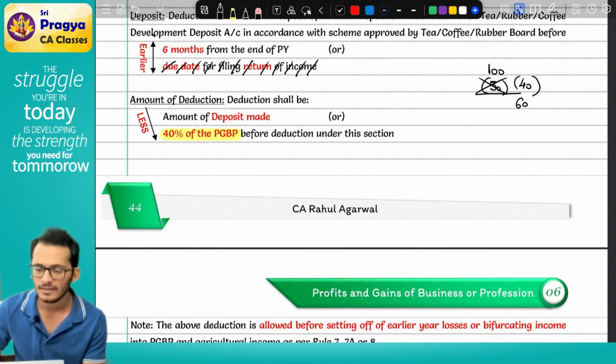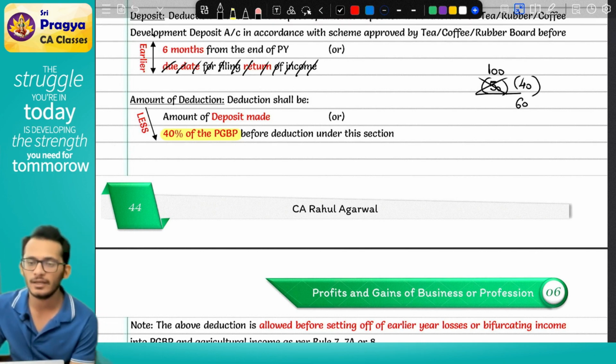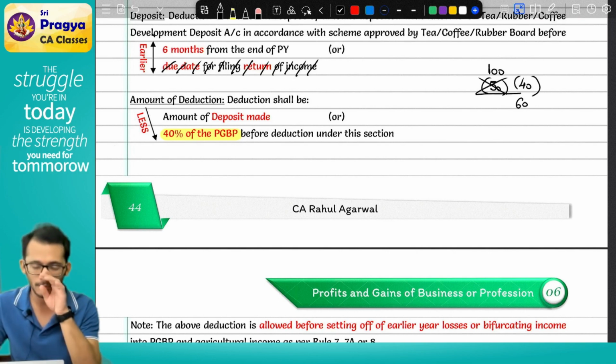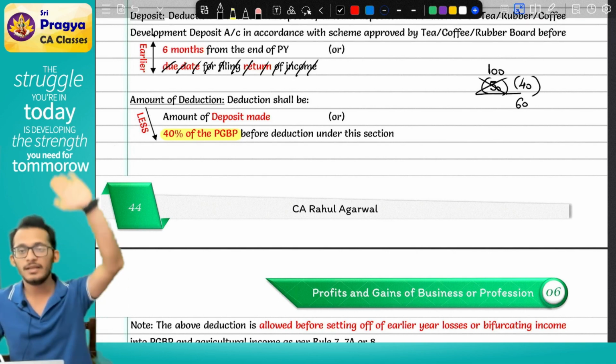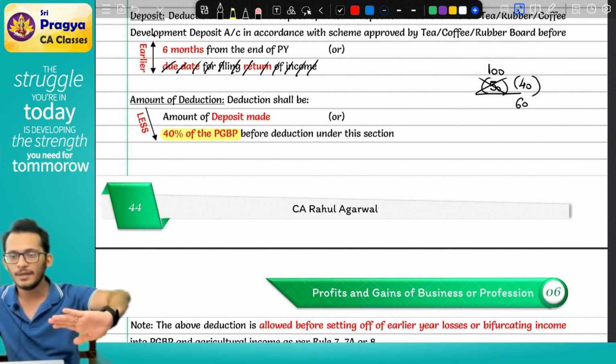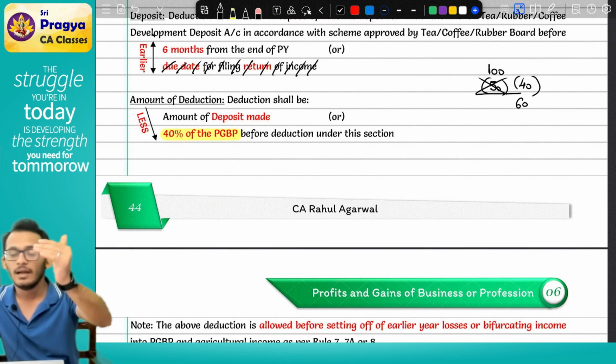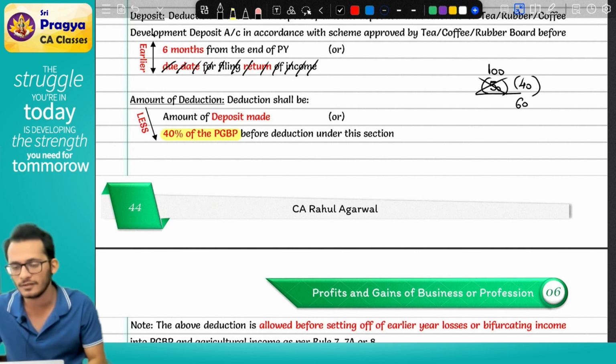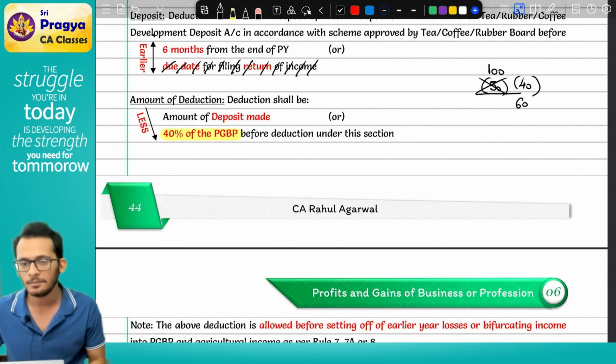The rule says that if you are going to deposit money into this account, you can maximum claim 40% of the PGBP. Now understand, 40% of what? PGBP. Meaning you have to complete your whole PGBP, you will arrive at the final number, and on the final number, you should deposit 40% of the PGBP.